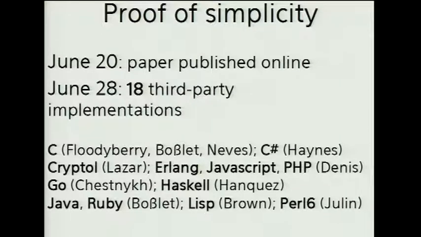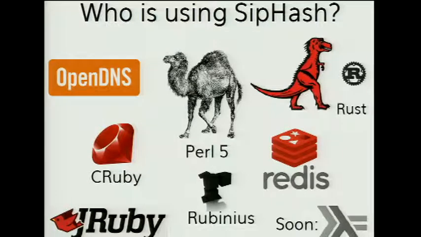If you use Lisp or Ruby, if you heard about Ruby, no. Okay. So I encourage you to use SipHash, and since we published it, a couple of people adopted it. OpenDNS in all its DNS cache instances is now using SipHash 2-4. CRuby and Rubinius use it for tables. Perl, Rust of the Mozilla Foundation is using SipHash as well, and it will soon be in the Haskell platform.